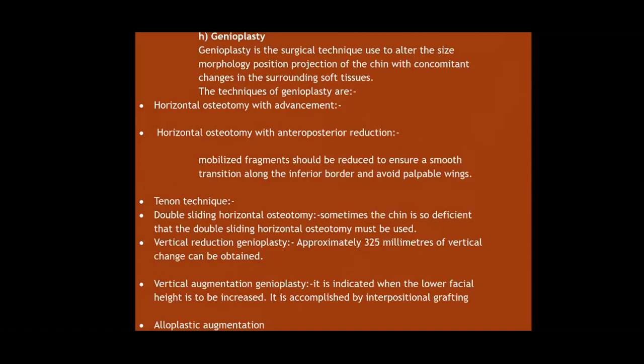In this, the mobilized fragment should be reduced to ensure a smooth transition along the inferior border and avoid palpable wings. Next technique is the Tenant technique. Then double sliding horizontal osteotomy, which is used when the chin is so deficient that the double sliding horizontal osteotomy must be used. Then vertical reduction genioplasty. Approximately 3 to 5 millimeters of vertical change can be obtained.